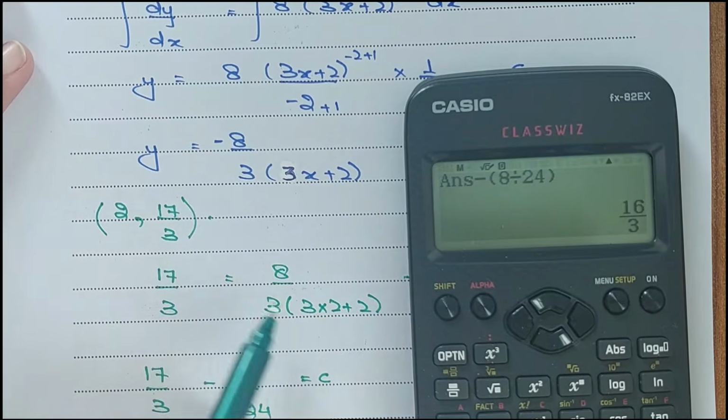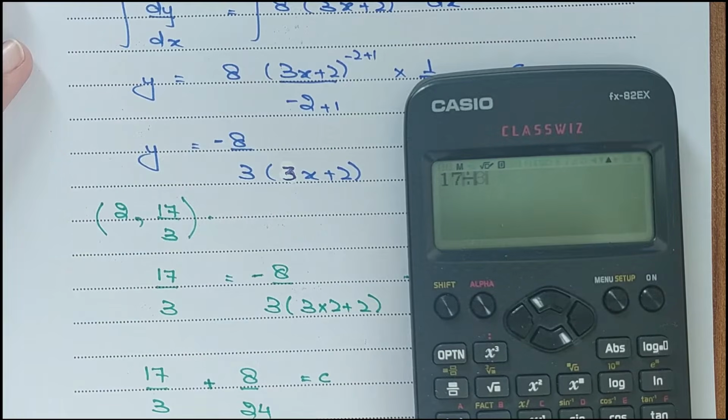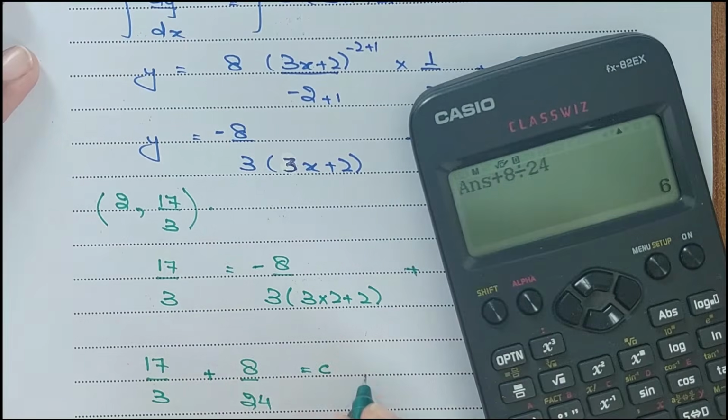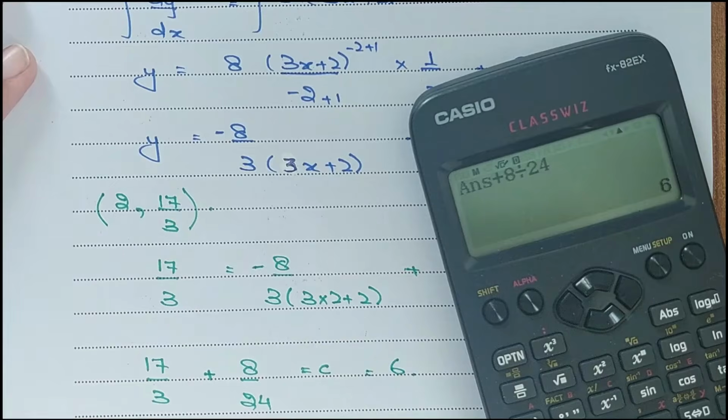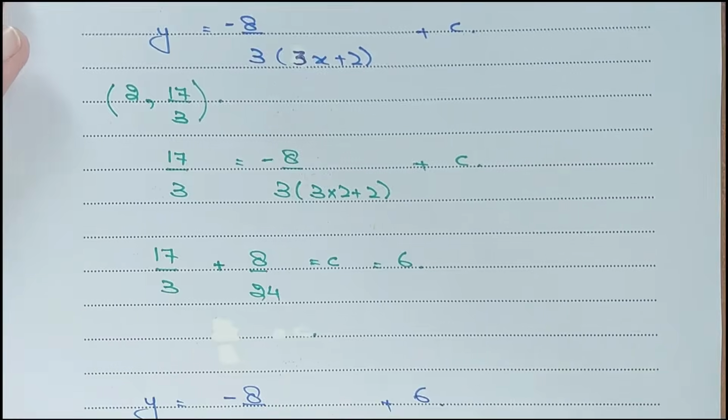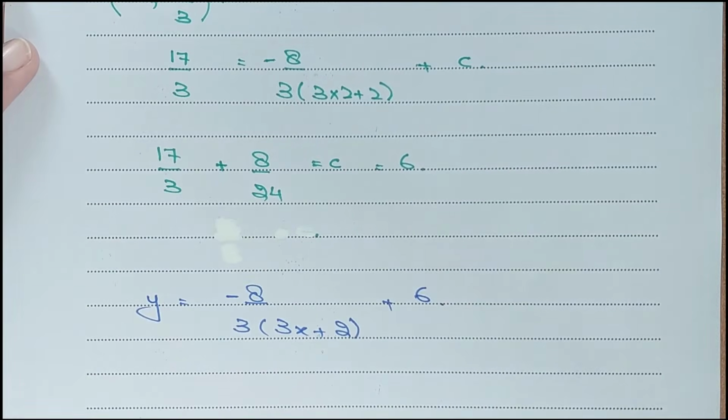Sorry, we have a minus sign here, which is plus. 17 over 3 plus 8 over 24, which is 6, right? So the c value is 6. The equation of the curve is y equals negative 8 over 3 into 3x plus 2 plus 6, right? This is the equation of the curve.